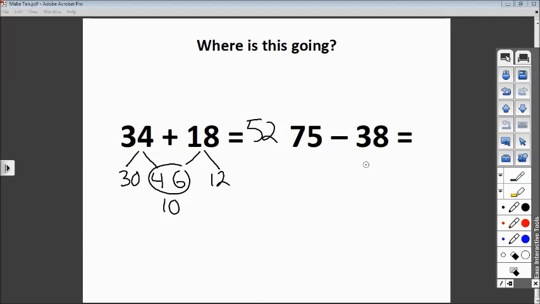This is 75 minus 38. This is where the take 10 is coming into place. So we want to take 10. We have 65 here. Now this one gets complicated. That means there's the 10 here.